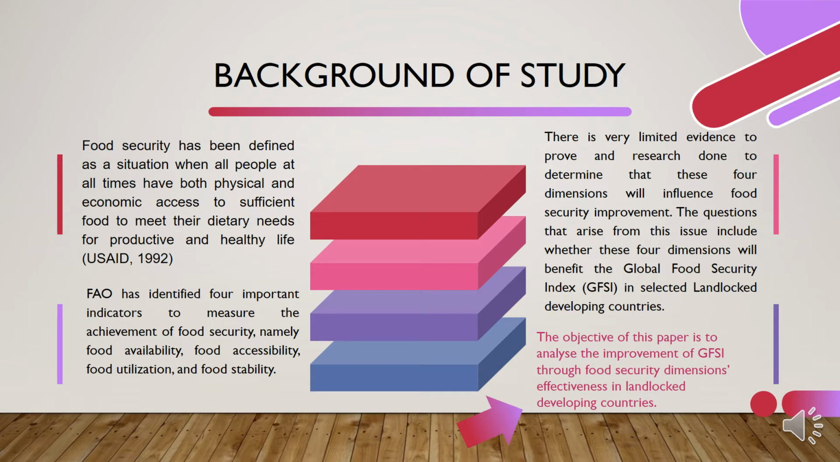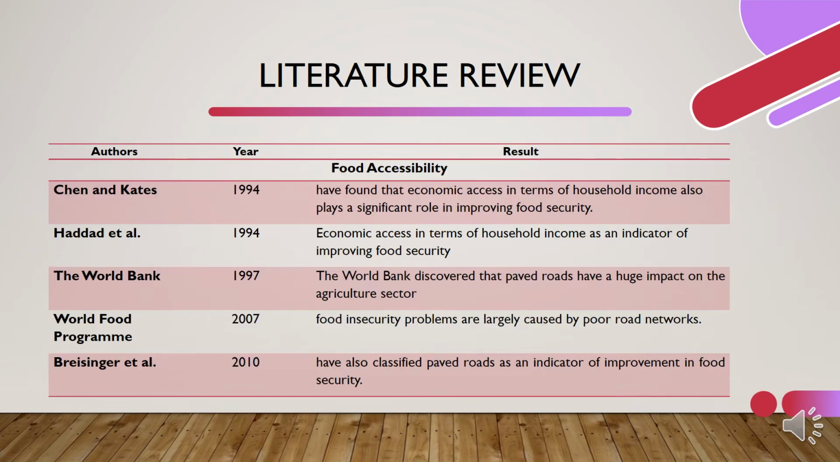So the objective of this paper is to analyze the improvements of the Global Food Security Index, GFSI, through the effectiveness of food security dimensions in landlocked developing countries. Okay, I skip this one.